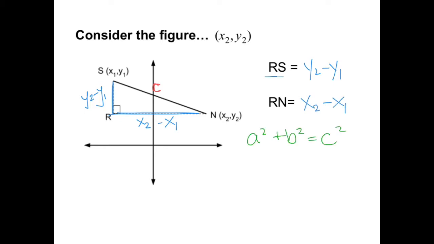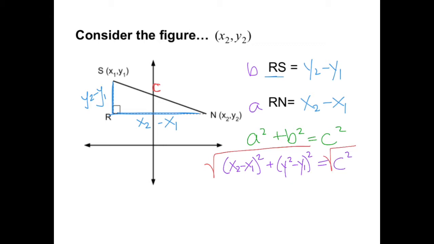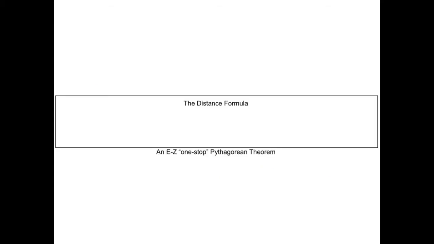So if we use the Pythagorean theorem to help us find the actual length of C, let's make RN be leg A and RS be leg B. Then it would look like taking x2 minus x1 and squaring that, plus y2 minus y1 and squaring that, and that would equal C squared. And then the weird part is that we'd have to square root all of this to actually find the value of C. And of course, I'm not going to try to actually simplify this whole side. It's just going to be this representation, and believe it or not, that actually leads us straight into the distance formula. Let's go ahead and get the distance formula, which remember is just an easy one-stop Pythagorean theorem.